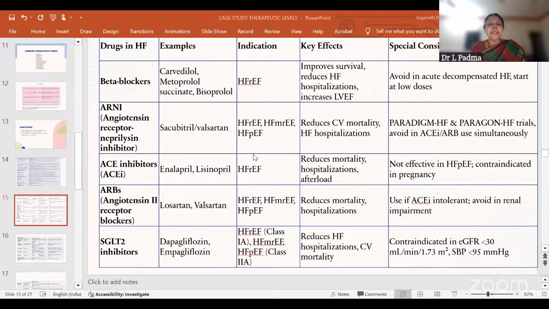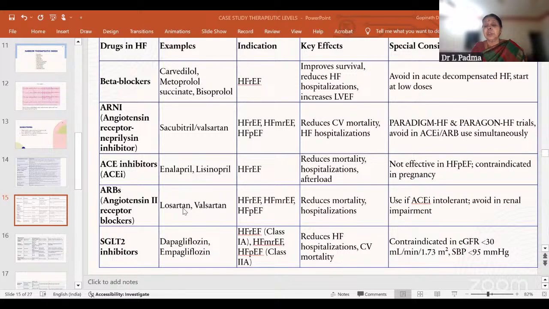Okay, so next ARNI, this is used only when these are not effective. When ACE and ARB are not effective, and when the ejection fraction is below 35%, then we add sacubitril with valsartan. So you have to avoid the ACE inhibitor or ARB when you start adding this, otherwise there might be even an angiotensin escape phenomenon also. So here it reduces CV mortality as well as hospitalization, and these trials have shown that we have to avoid these drugs simultaneously.